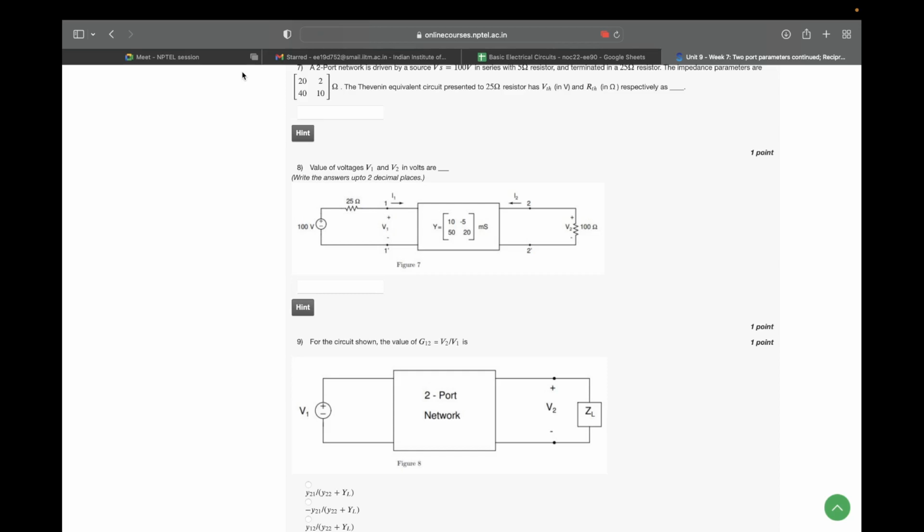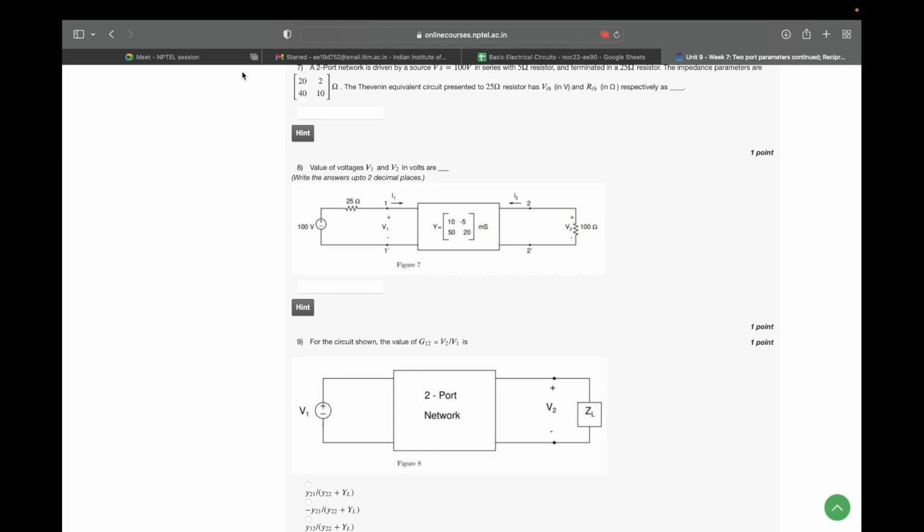Similarly, let's try a Y parameter question. In Y parameters, we have I1 equal to Y11 times V1 plus Y12 times V2, and I2 equal to Y21 times V1 plus Y22 times V2. In the circuit, if we put V2 equal to 0, that means we short the second port. We get Y11 as I1 by V1 and Y21 as I2 by V1. Similarly, if we short the first port, we get Y12 as I1 by V2 and Y22 as I2 by V2.